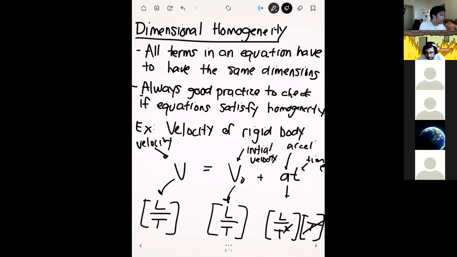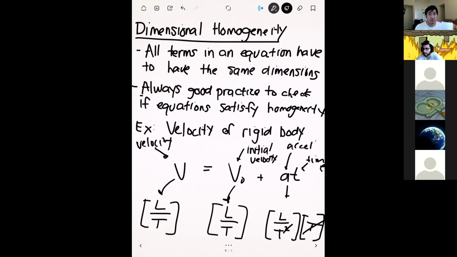Now that we've determined the dimensions for every term, we can see if they're homogeneous. On our first term, we have L over T. On our second term, we have L over T. And on our last term, we have L over T. So all three of them match, and this equation is dimensionally homogeneous. All right, are there any questions on this example? I'll do another example after this just to drive the point home.